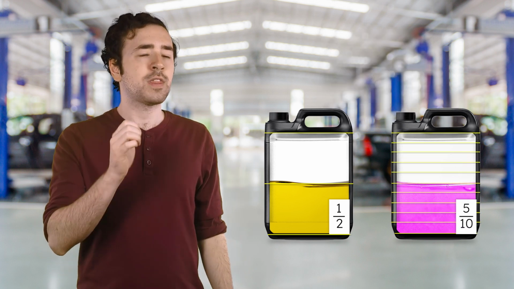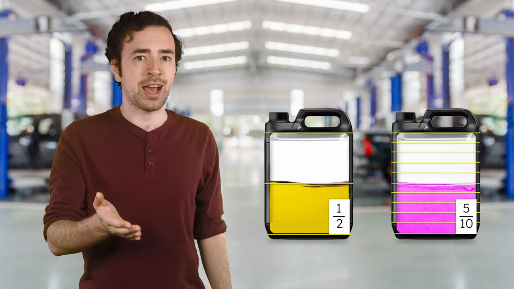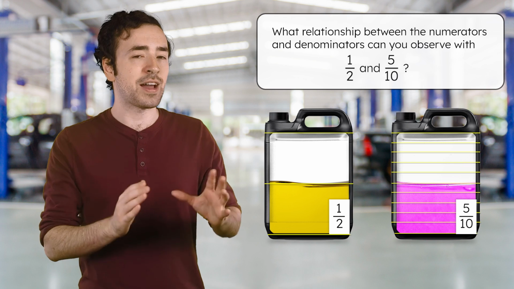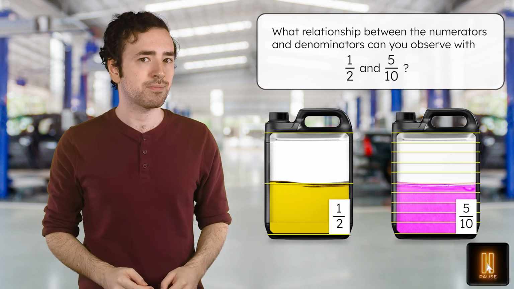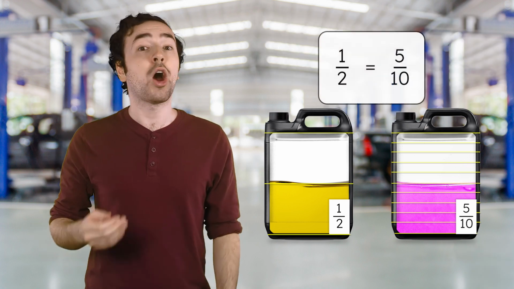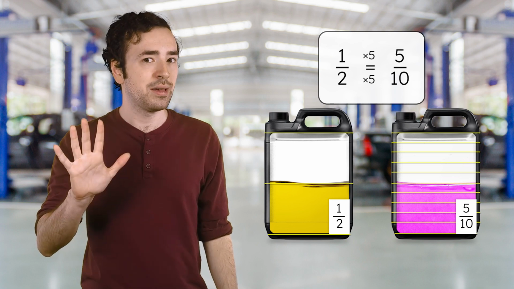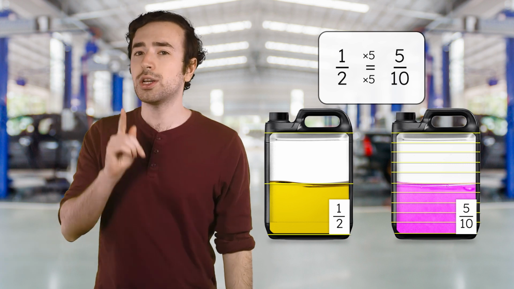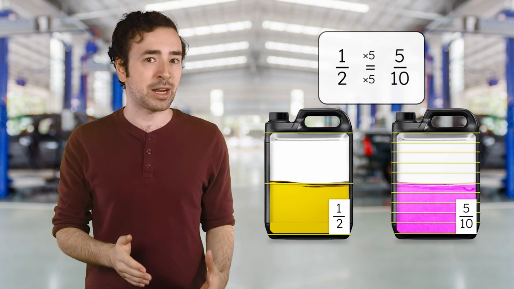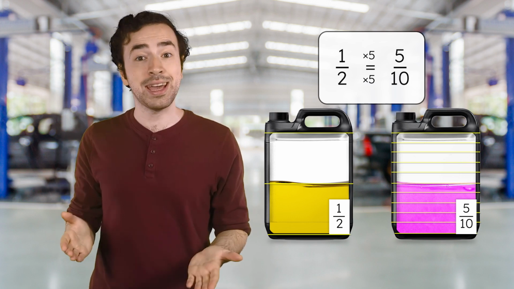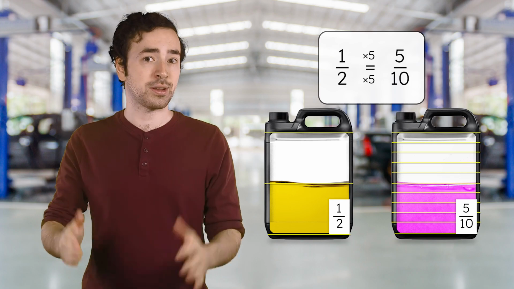We also know that 5/10 is equivalent to 1/2. What relationship between the numerators and denominators can you observe with 1/2 and 5/10? Pause here to record your thinking. This time, both the numerator and denominator are being multiplied by 5. It doesn't matter if it's 2, 5, 6, or any other number. As long as we multiply the numerator and denominator by the same amount, the value of the fraction stays the same, and we can find an equivalent fraction.